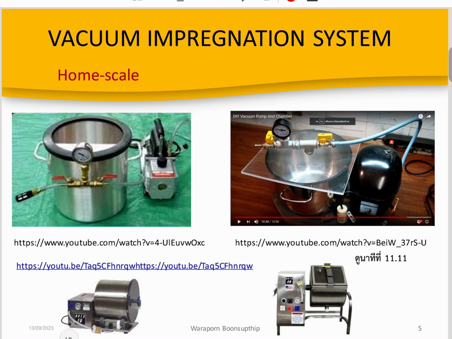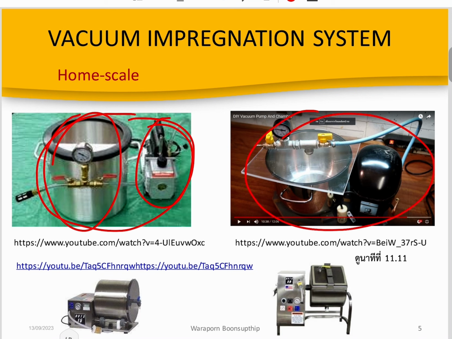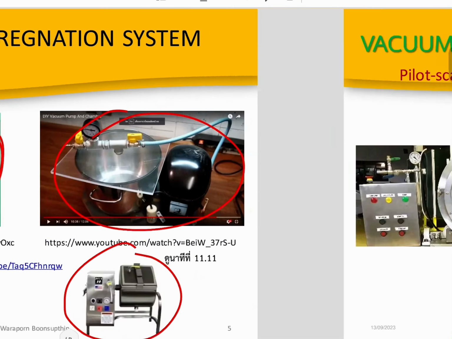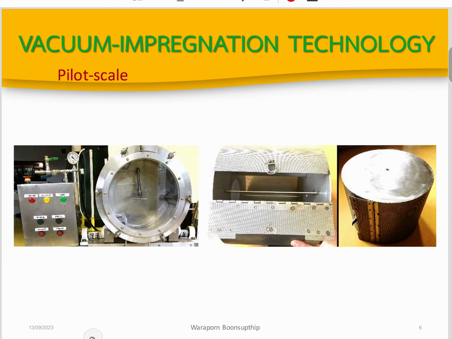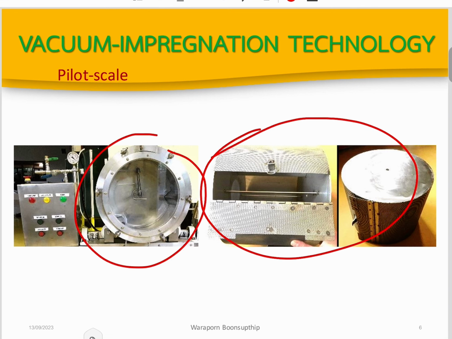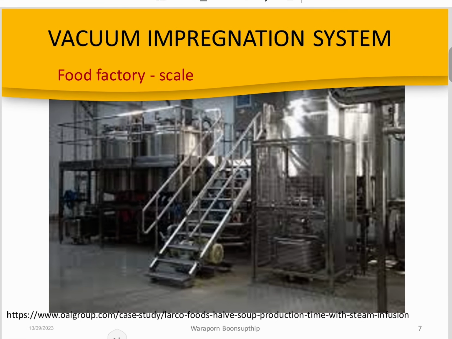Now I'd like to show you some of the instruments, the systems for vacuum impregnation. It's actually being used at home scale also. It's quite small, with a closed chamber and a vacuum pump, and then you can apply this technique already. It's very simple but very powerful. You can buy it to use at home, or there is a bigger, pilot scale that we have in our lab to do the vacuum impregnation work. And there are also very large scales for food factories. So this technique is available for use now also.